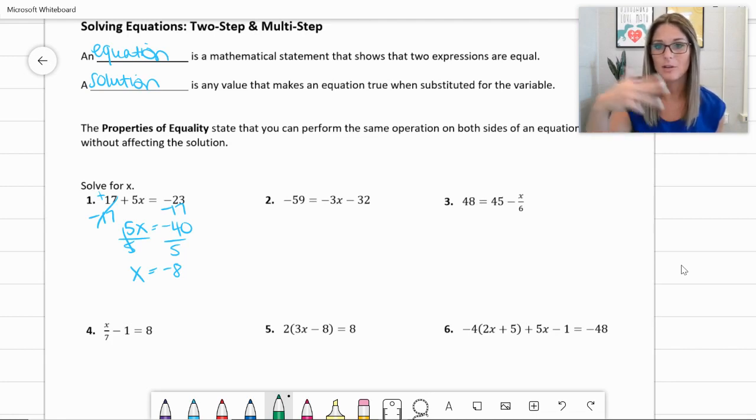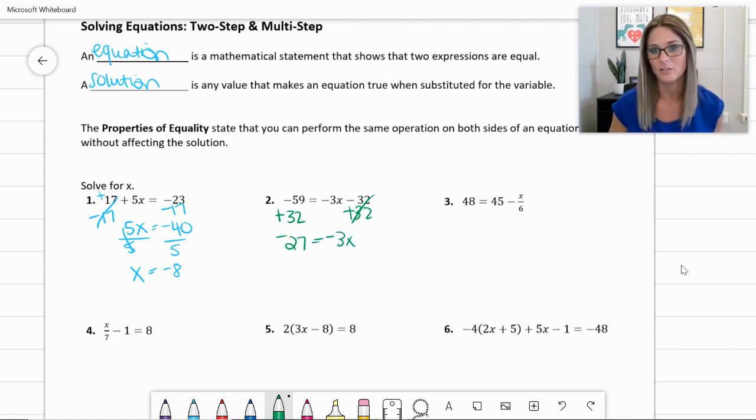On number 2, next to my variable, I've got minus 32. I need to get rid of that by adding 32 to both sides. Negative 59 plus 32 is going to give us negative 27 equals, and just bringing down the negative 3x on the right side. Then to get x by itself, get rid of the multiplication with negative 3 by dividing both sides by negative 3. Negative 27 divided by negative 3 is positive 9. And again, I can plug in 9 and check and make sure that it works.